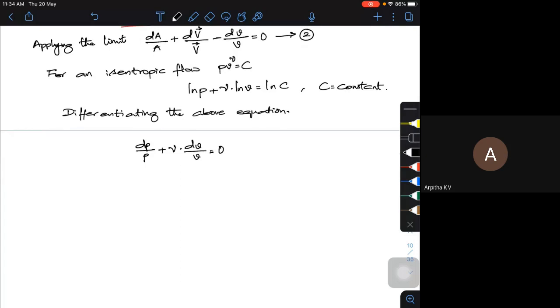I can write the same equation as dv by v is equal to, if I take it to the other side, minus 1 by gamma into dp by p. For any isentropic flow, I am getting the change in volume dv by v equal to minus 1 by gamma into dp by p. I am calling this equation number 3. Now let's look at the momentum equation for any kind of flow through your nozzle.